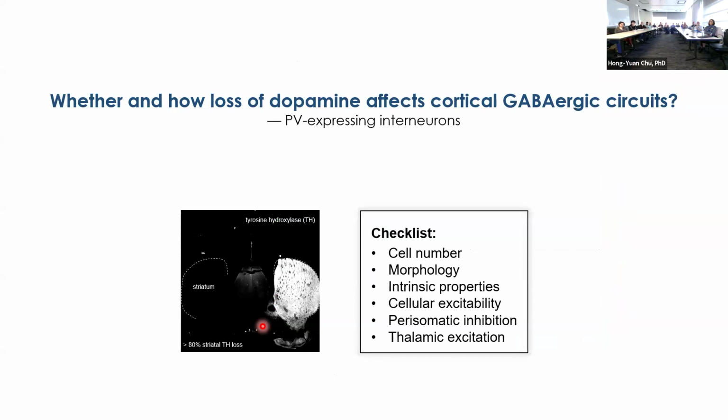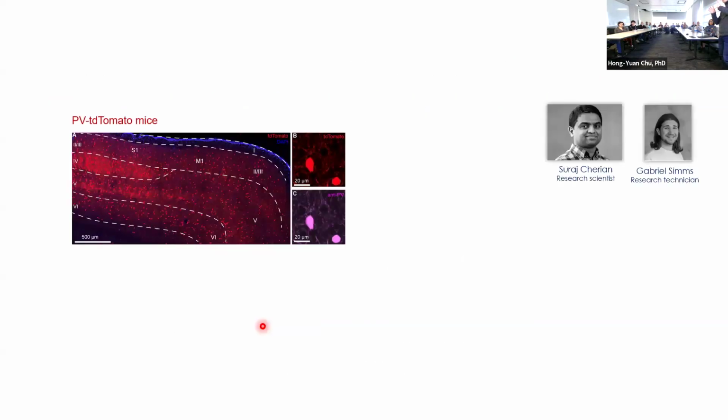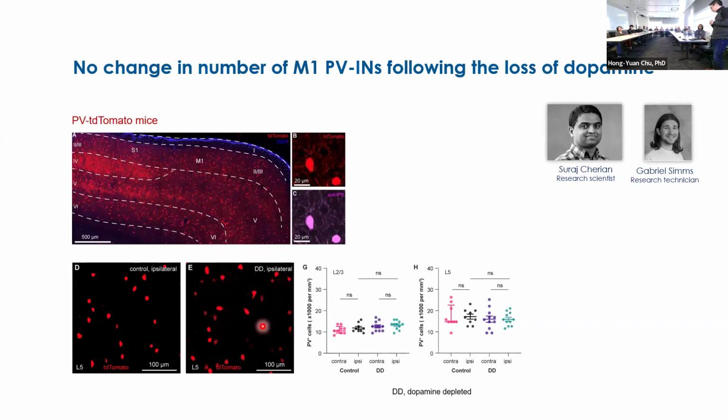So we're going to go through this list very quickly. Suraj and Gabe formed a small team and took care of this project. They used the PV-tdTomato mouse line to see these PV cells, and this tdTomato is very reliable in reporting PV-expressing cells in the motor cortex. The first thing they did was count the cell numbers in the motor cortex to see whether there is a loss of PV cells after loss of dopamine. This image is from control, this image from the dopamine-depleted mice, and you can visually tell there is no significant cell death of cortical PV cells after loss of dopamine.